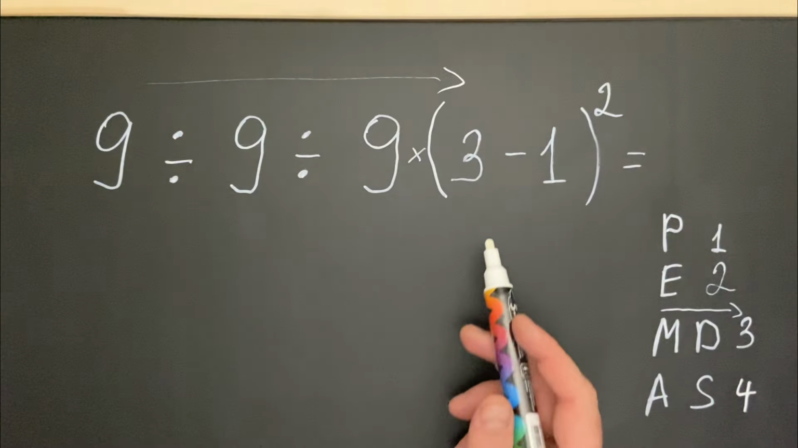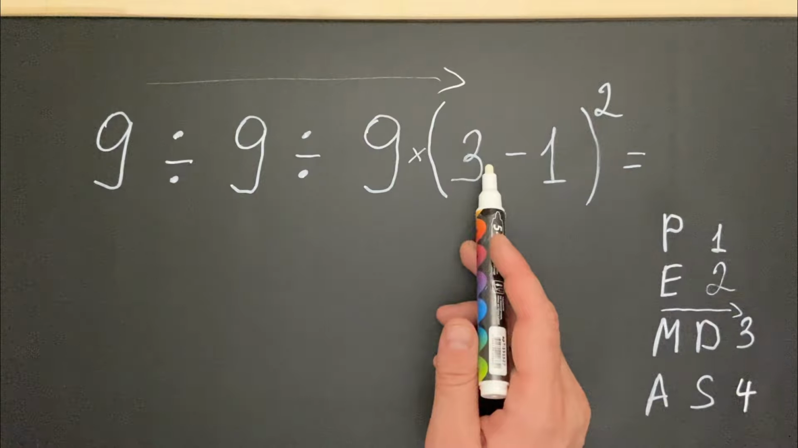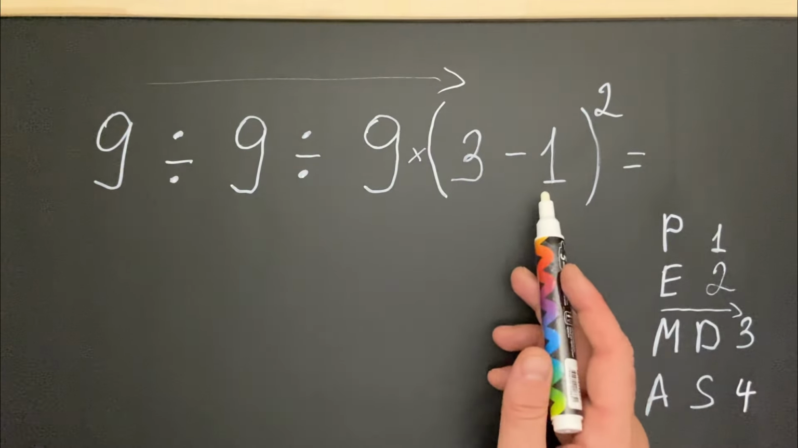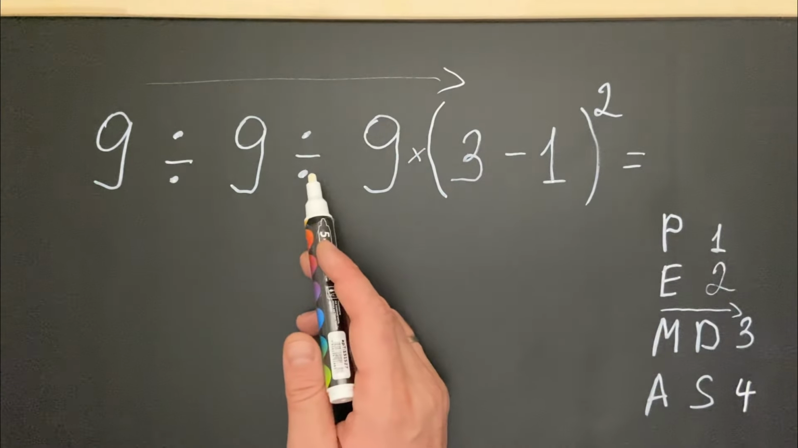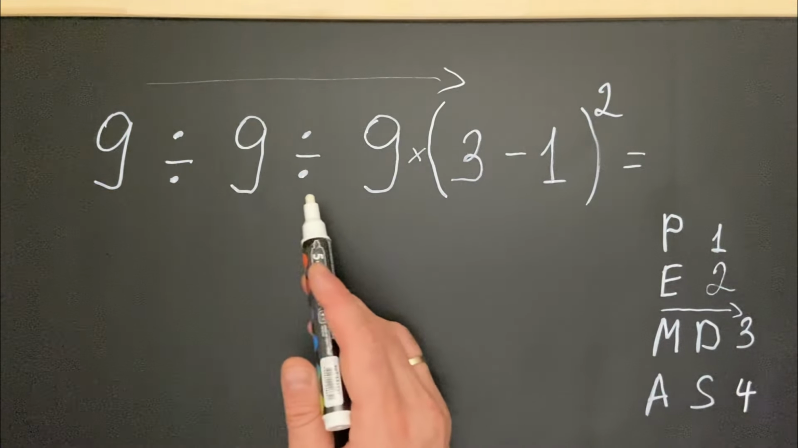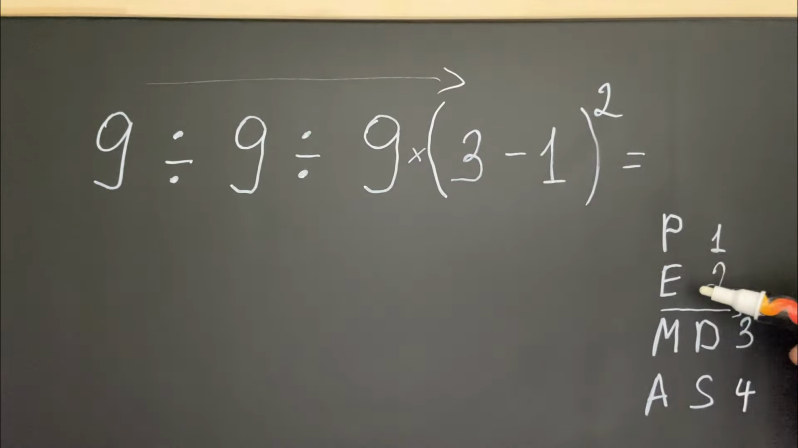Here we have only subtraction, but it's in parentheses, so we'll do it first anyway. But if here we had subtraction or addition, it would be done in the fourth place, after parentheses, exponents, multiplication, and division.